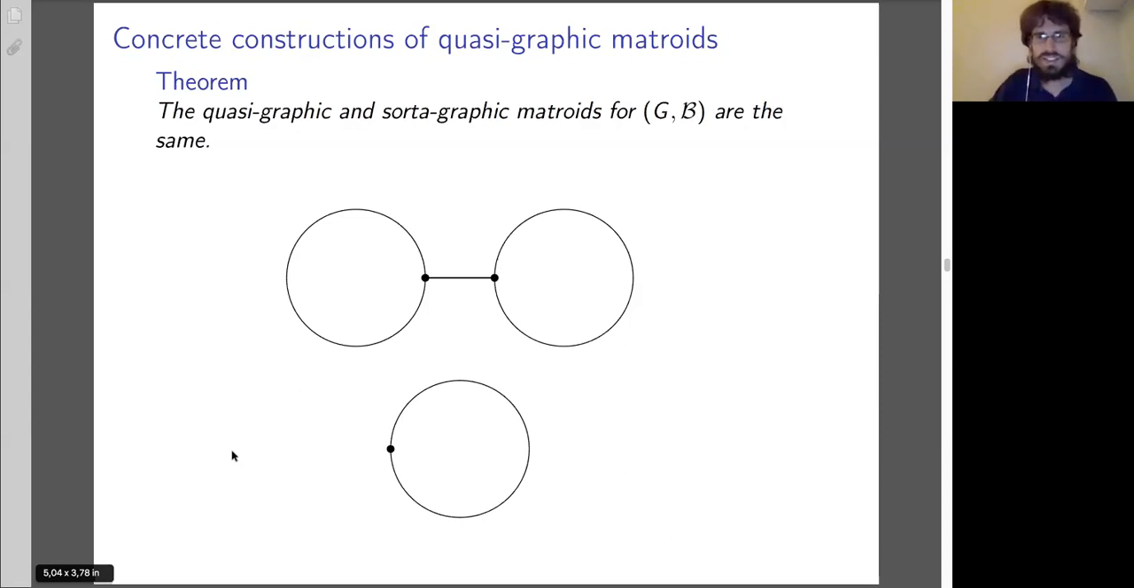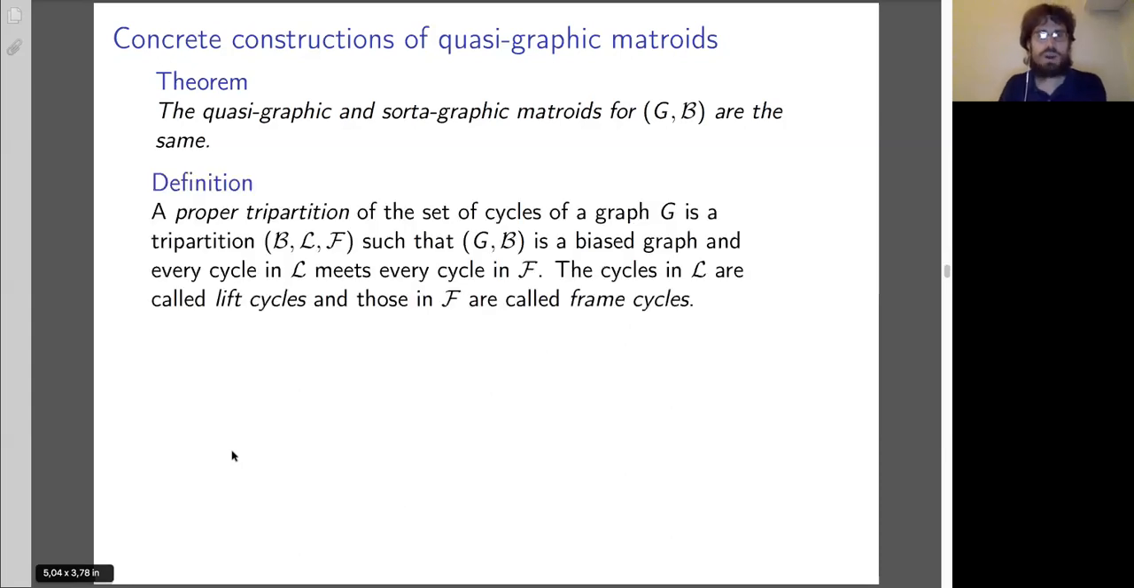Okay, so this gives us the notion of a proper tripartition of the set of cycles of a graph. So this is a tripartition such that we start with a biased graph. We start by setting aside some suitable collection of unbalanced cycles. And then we want to partition the remaining cycles into two classes, a class of lift and a class of frame cycles, such that every lift cycle meets every frame cycle. Okay, and that will be called a proper tripartition.